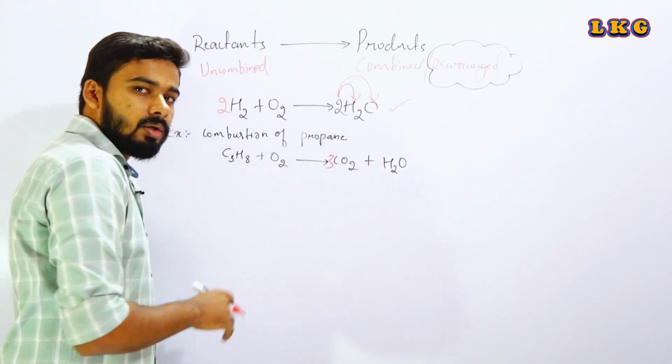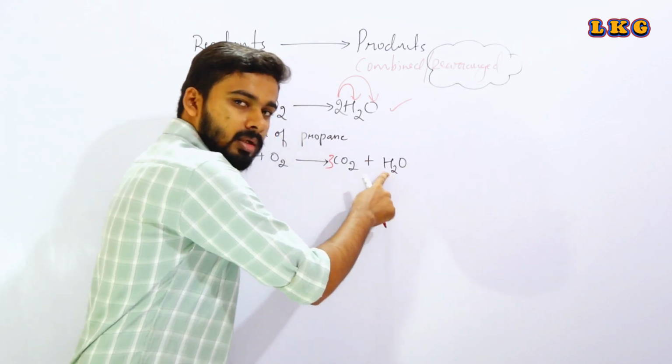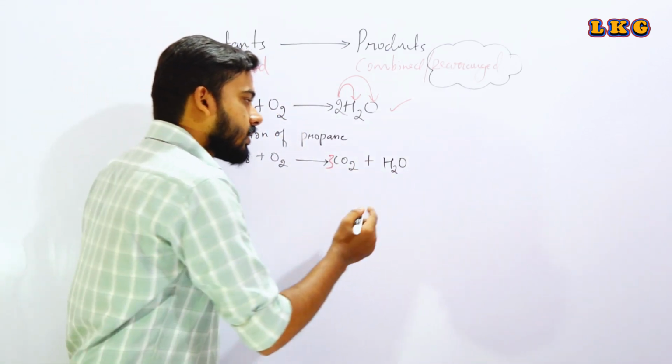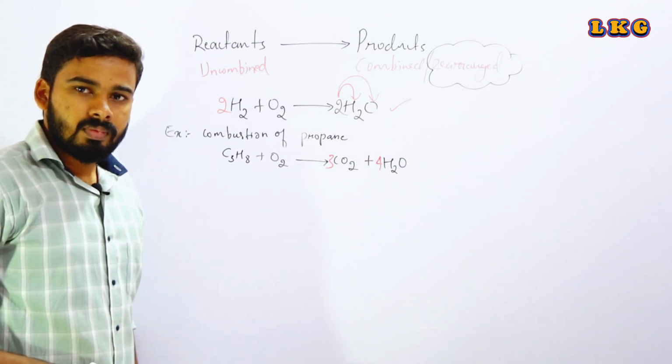So C3 let it be. Then you balance the hydrogen atoms. How many hydrogen? 8 hydrogen atoms are there. Here only 2 hydrogen atoms are there. We can write 4 H2O. Correct.